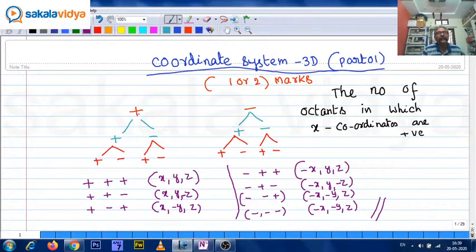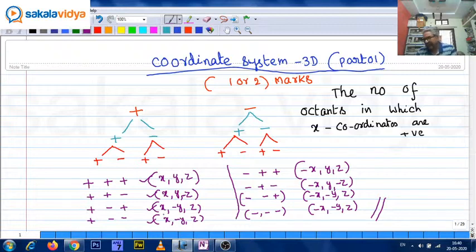Yes, here also plus minus plus combination only. Plus minus minus. So x comma minus y comma minus z. Okay. 1, 2, 3, 4, 5, 6, 7, 8. Total 8 octants. Number of octants in which x coordinates are positive means actually here see 1, 2, 3, 4. So 4. The number of octants in which x coordinates are positive means 4 only.